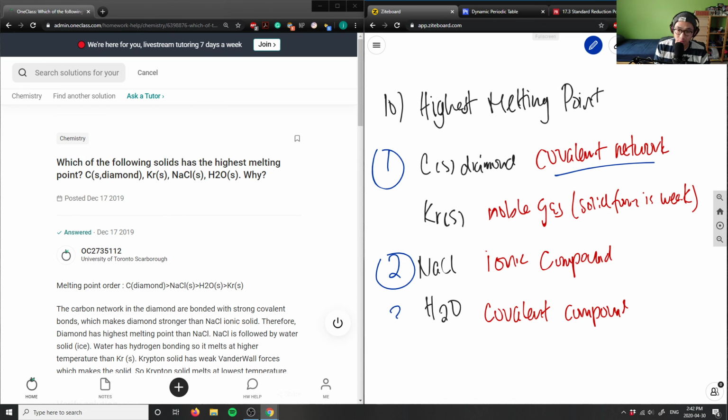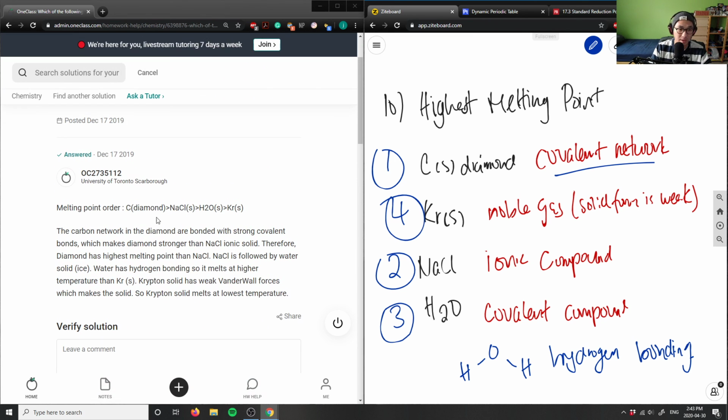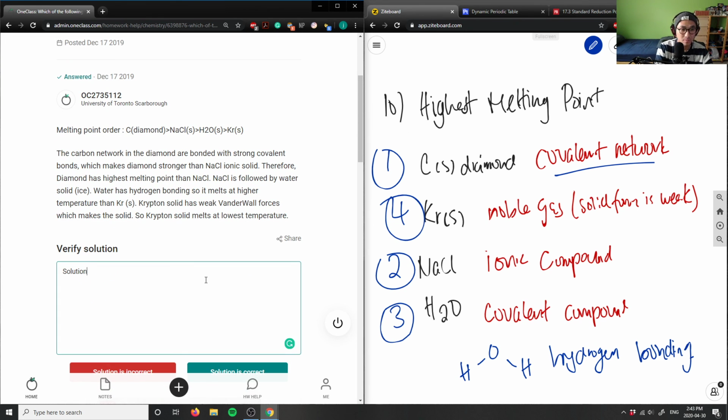Thirdly, we have our covalent compound here. H2O is our third highest melting point because, again, if you draw the structure of water here, you're going to have hydrogen bonding. So hydrogen bonding, again, is the strongest intermolecular force in a covalent compound. So this would be number 3. And finally, krypton would be number 4 in terms of melting point because it's in a solid form, so it has very weak van der Waals forces here. So the solution here is correct: diamond, sodium chloride, water, and then krypton here. It's correct. Good analysis here.